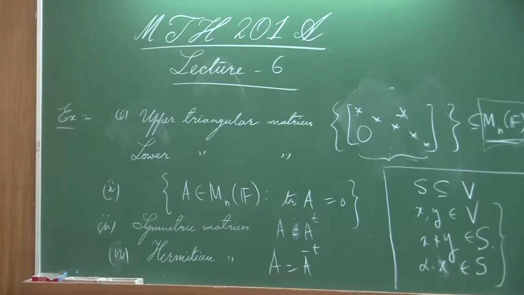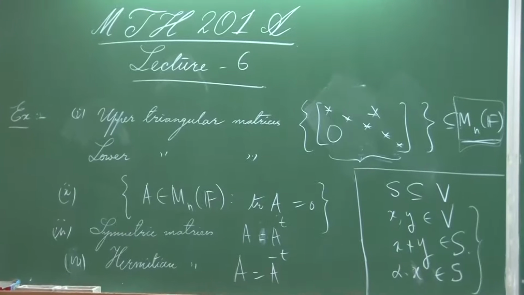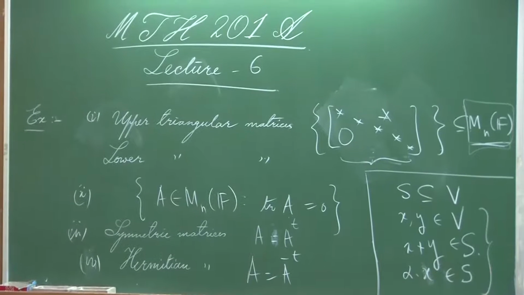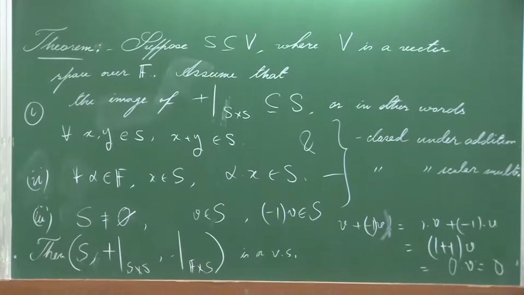So, I have given a lot of examples of vector spaces concerning matrices. Now, we will move to something else. What we will do now is the following.